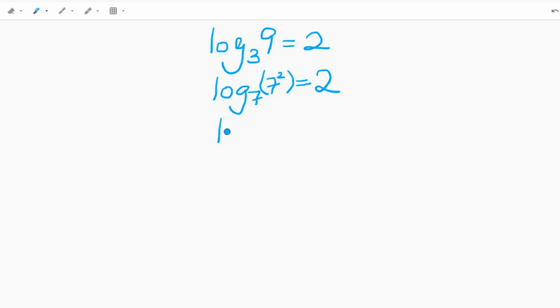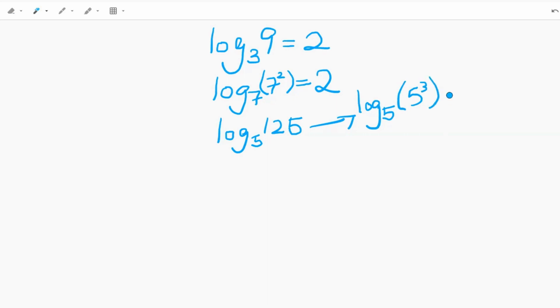So allow me to show you some more examples. What is the value of log base 3 of 9? We know that 3 squared is 9, so the answer to this is simply 2. What is log base 7 of 7 squared? Using the rule I just mentioned, we know our answer is simply 2. So what if we have log base 5 of 125? We can rewrite this as log base 5 of 5 to the power 3, and we get 3.